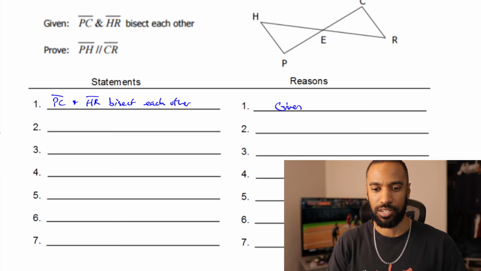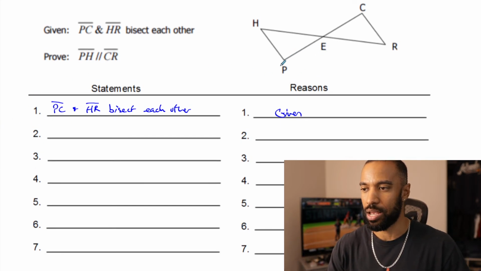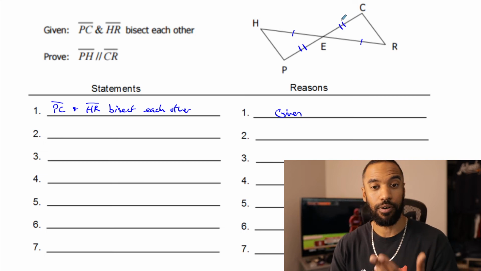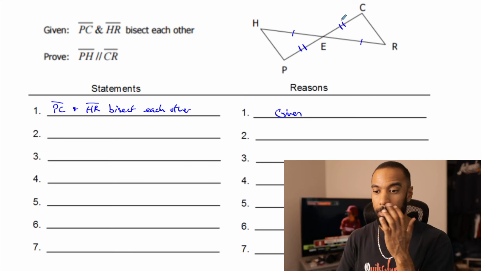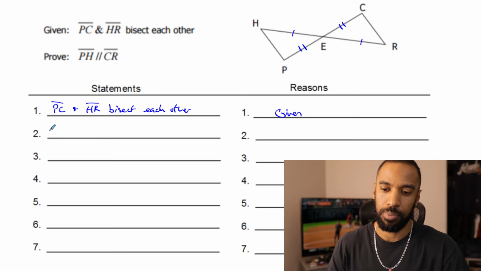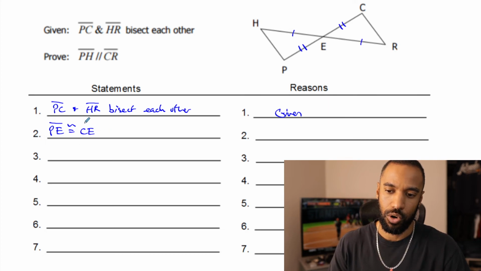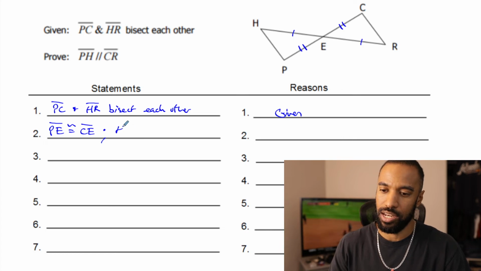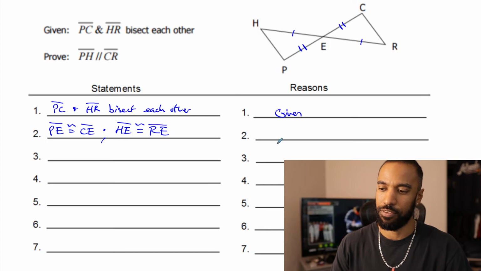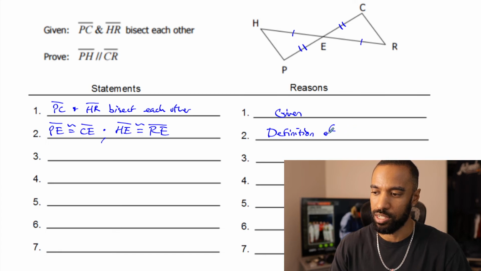When I see bisector, specifically since they bisect each other, I know straight up if this bisects this, it is divided into two congruent parts. If this bisects this, it's divided into two congruent parts. I draw it first, but I document it next. And I'm going to do this on the same step because I might need every little bit of this. So I'm going to say that PE is congruent to CE, and I'm going to correspond them like that. And also HE is congruent to RE. This is the definition of segment bisector, for both of them. They bisected each other.